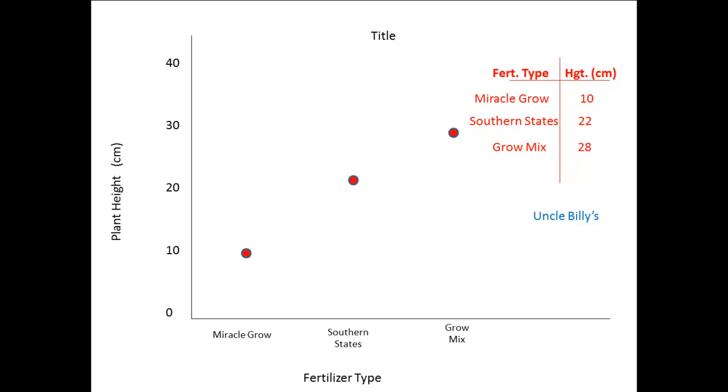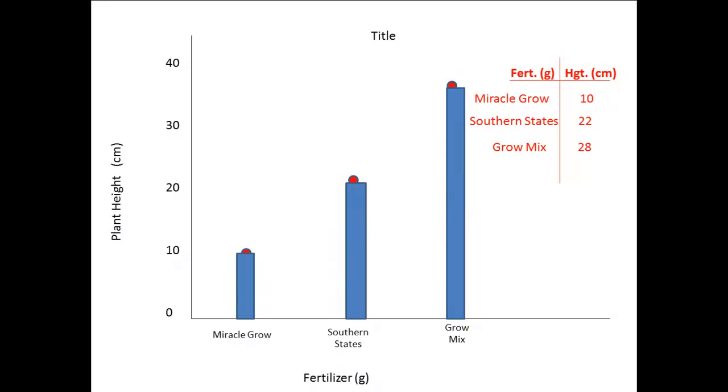Where do you think Uncle Billy's would go? Does it belong at the end after Grow-Mix? Maybe in between the Southern States and Grow-Mix? Maybe in between Miracle-Gro and Southern States? We can't really tell where this would belong inside of our graph. There's no predetermined place because it's not on a number scale. So therefore, this is an example where we cannot interpolate information, so it's a bar graph.